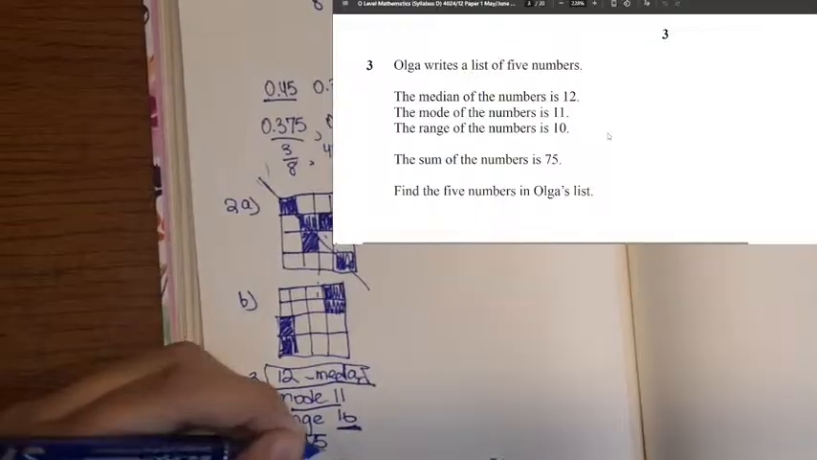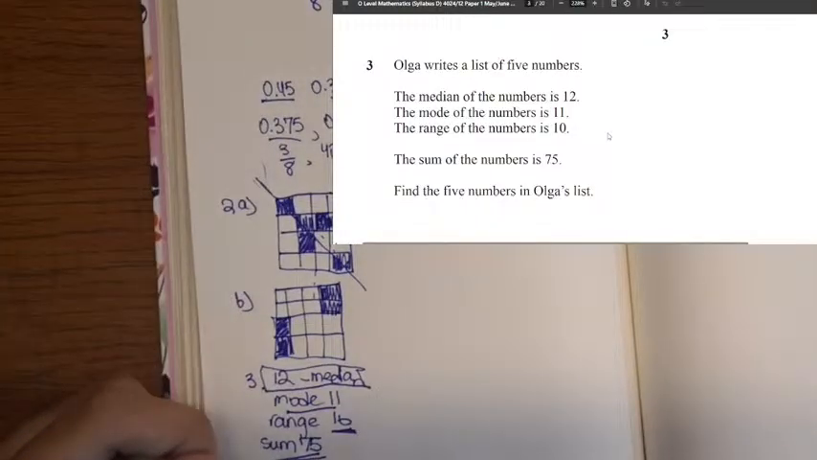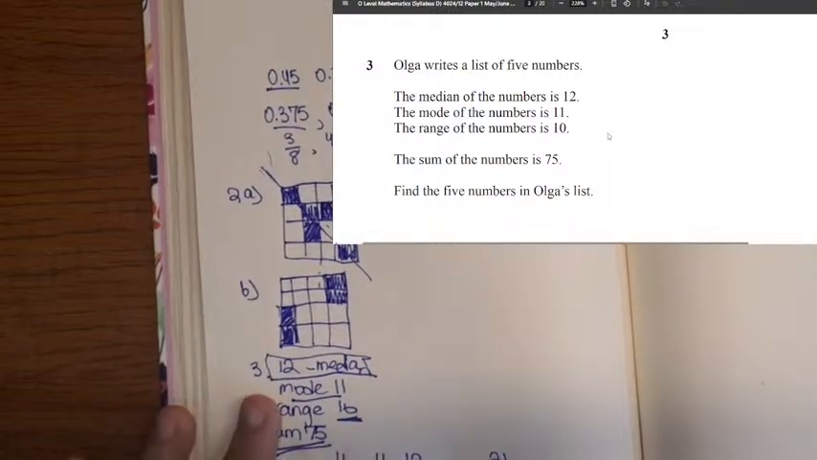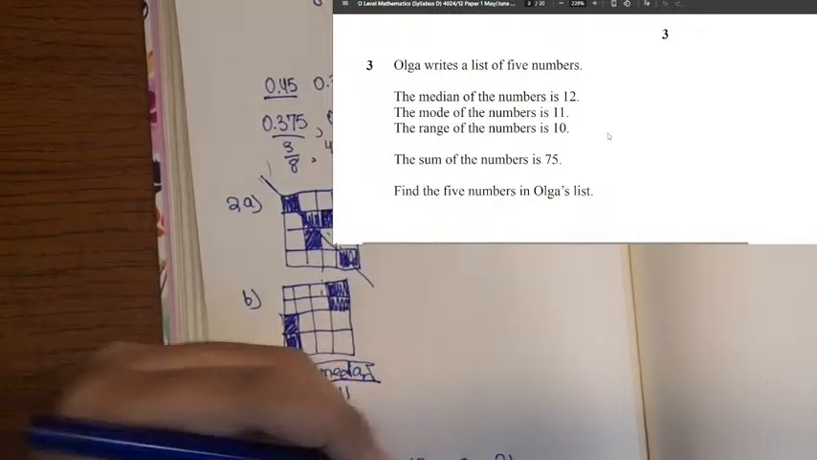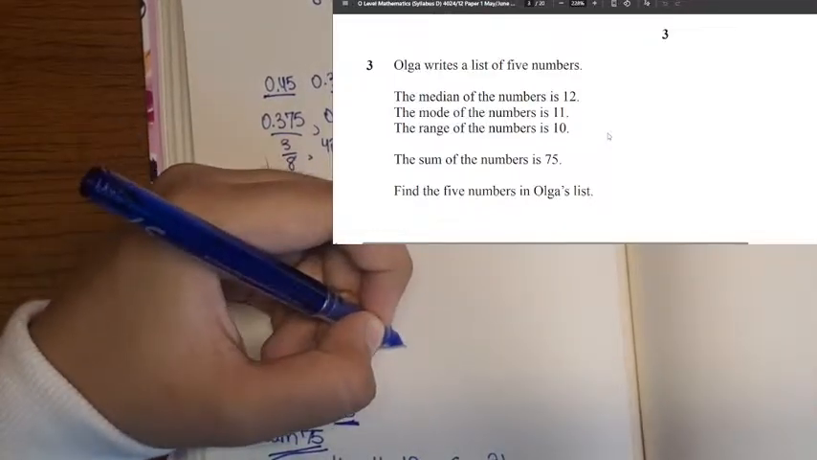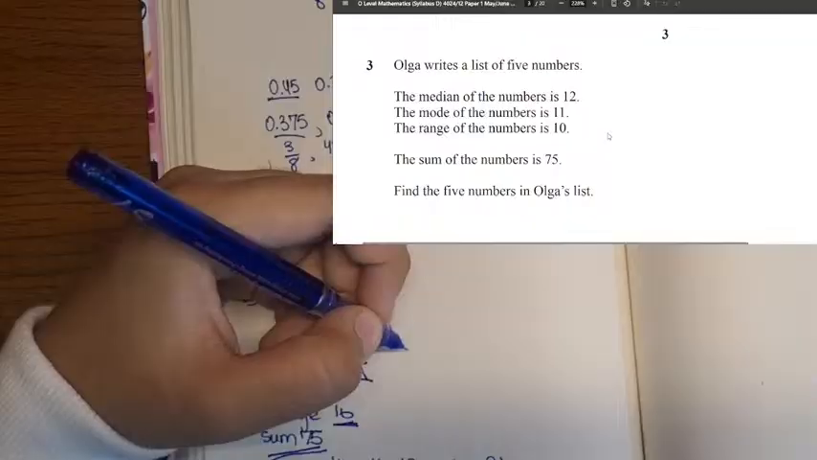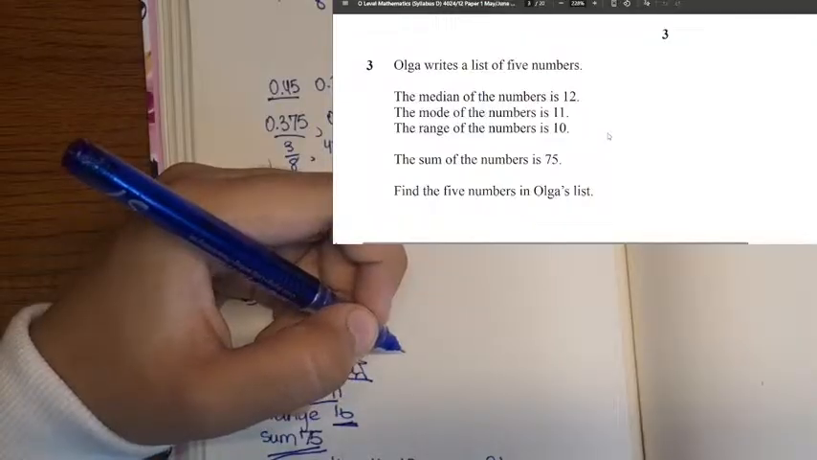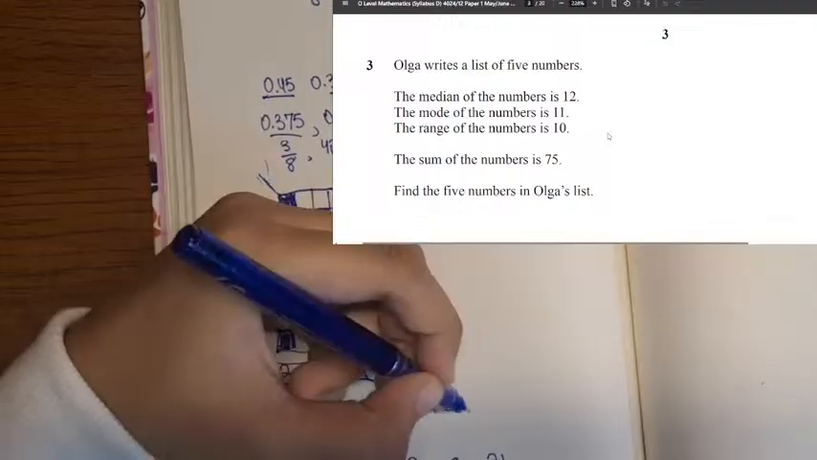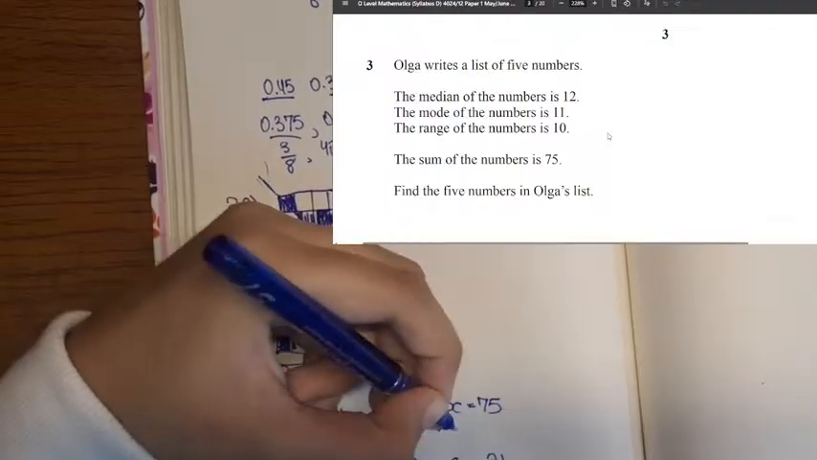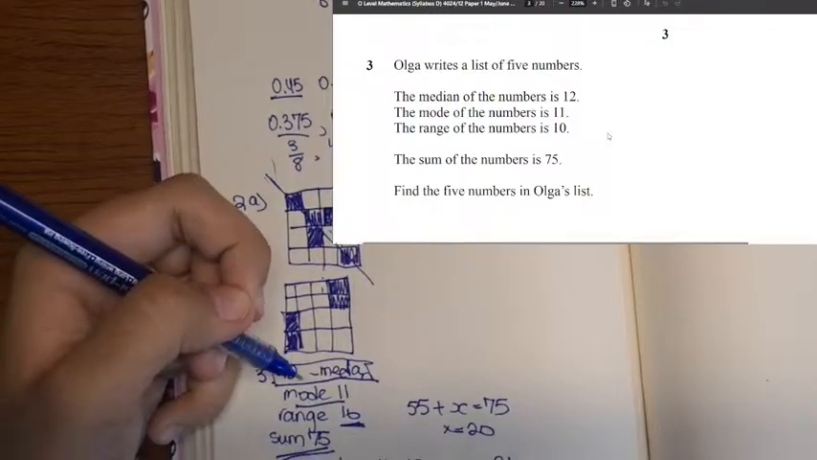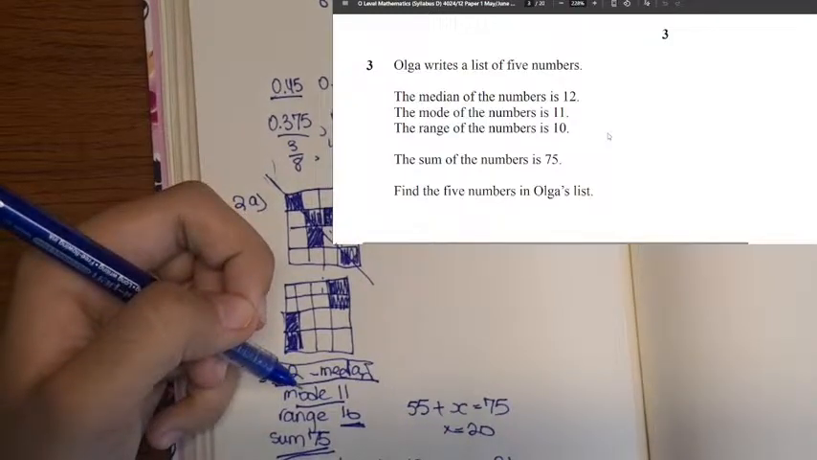The last thing that we have is that the sum would be 75. If the sum is 75, then that means when we add up all these numbers, it will give us 75. So let's just add the numbers that we have now, and let's call this x and find the last number. So 11 plus 11 becomes 22. 22 plus 11 plus 12, I'm just using the calculator to speed this up right now, even though it's paper 1. We have 55 plus x is equal to 75. That means that automatically x is equal to 20, and now we have all our 5 numbers. So the 5 numbers that we have are 11, 11, 12, 20, and 21.